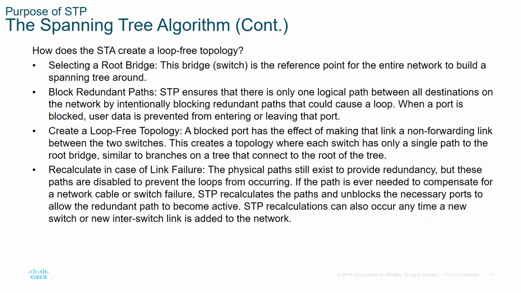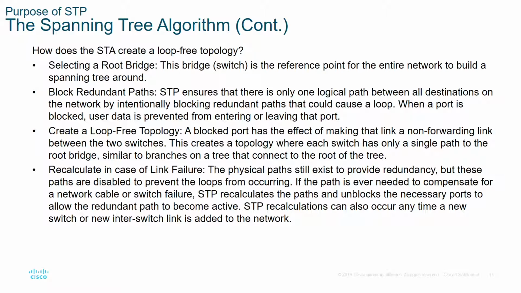So how does the spanning tree algorithm create a loop-free topology then? Selecting a root bridge. This bridge, which is a switch, is the reference point for the entire network to build a spanning tree around. So essentially we're deciding on which switch is going to be the root bridge when you implement spanning tree within a network infrastructure.